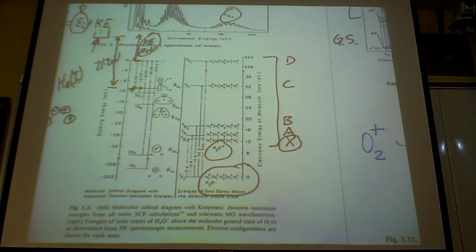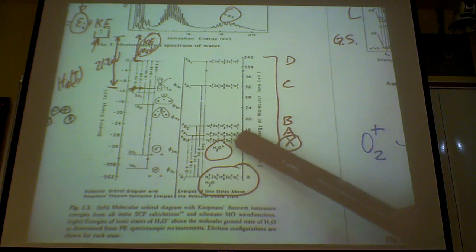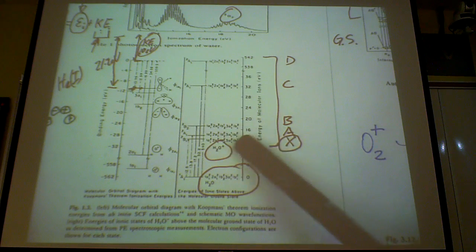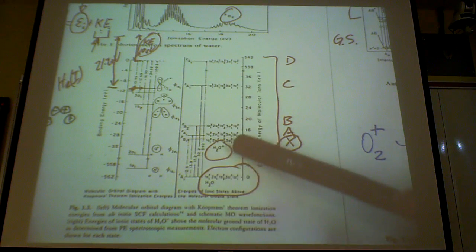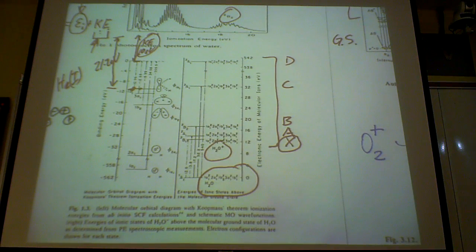So that corresponds to what people call the ground ionic state, because this is an ion state. Why? Because you have one less electron in there. So you have a neutral molecule. You have removed one electron from the 1B1 orbital, and you got this so-called ground ionic state, H2O+.